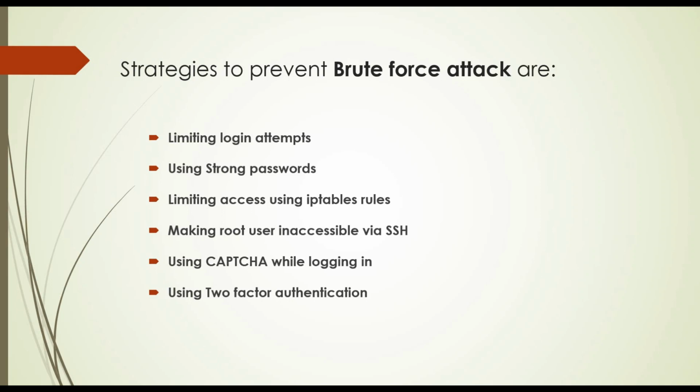Using strong passwords, which are unique and hard to guess, having a length of 10 characters, makes it difficult for the attacker to guess. Then limiting the access using IP table rules. We can whitelist the IP addresses and create rules to allow access according to the security rules. Next, by making root users inaccessible via SSH. Then using CAPTCHA while logging in. CAPTCHA will basically prevent bots from logging in, which is very good. Using two-factor authentication.